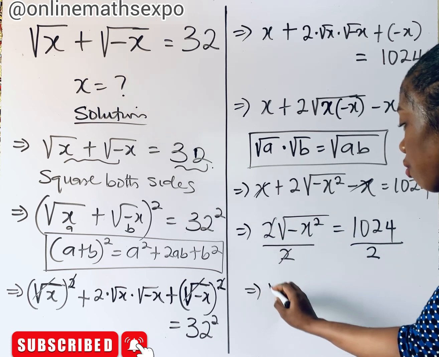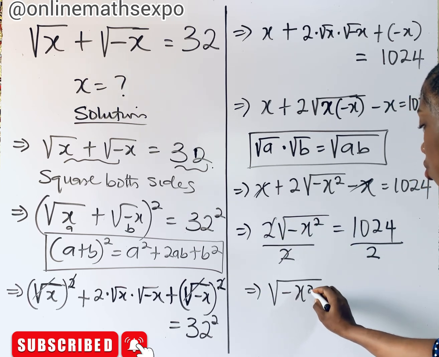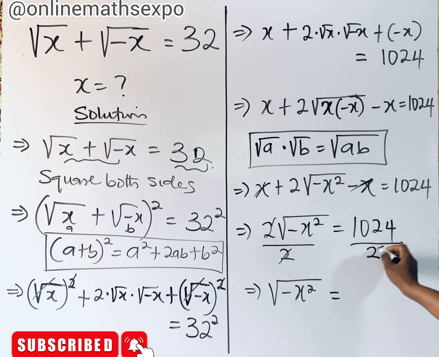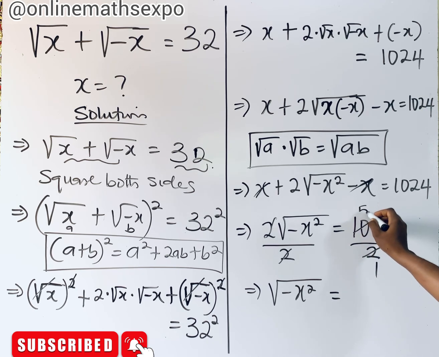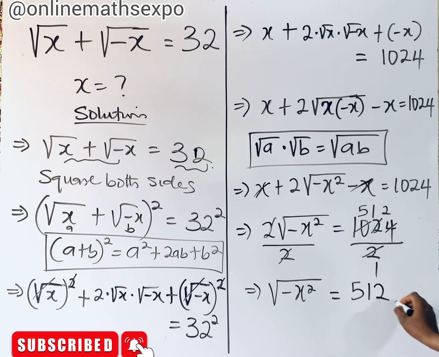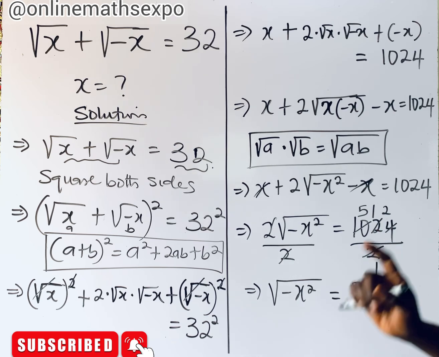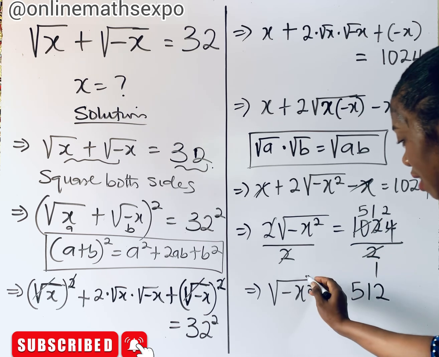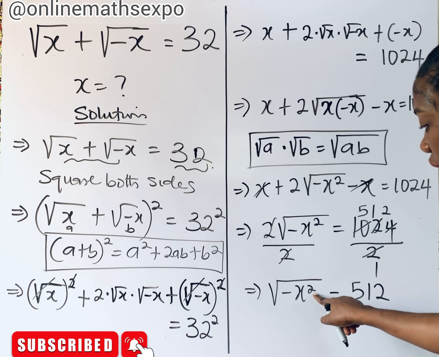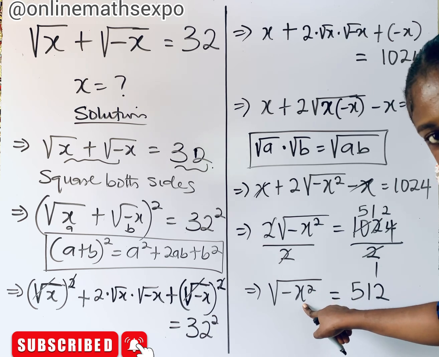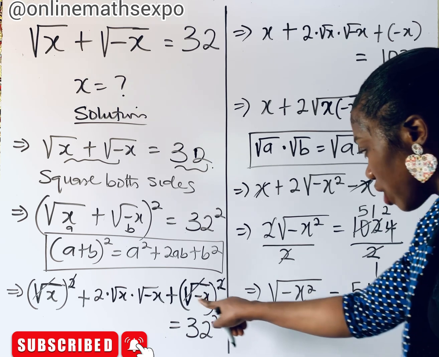So we're going to have the square root of negative x squared is equal to, this goes in itself once, here is 5, here is 1, this is 2. So we have 512. You have to be very careful at this point. Don't use these two to cancel the square root. Remember, the square is only on x. It's not the same with what you have here.